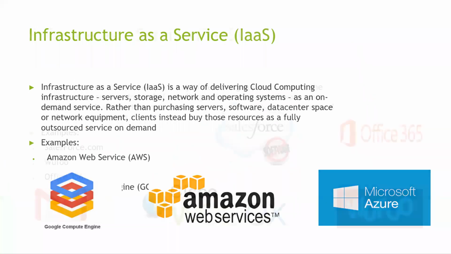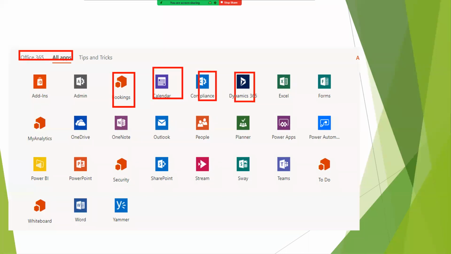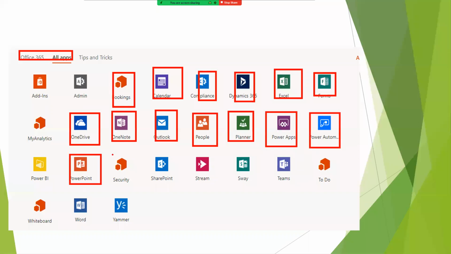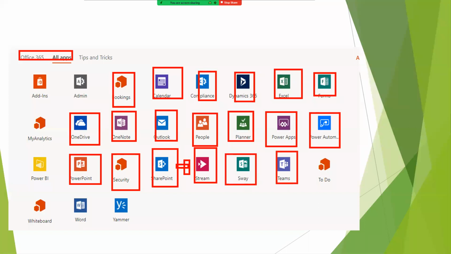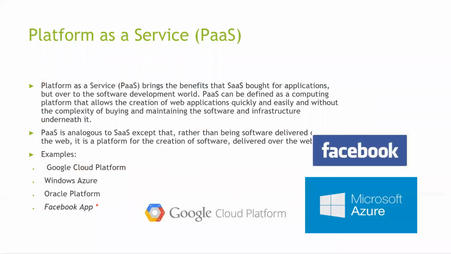Next. So these are the components of Office 365. Here we have Bookings, Calendar, Compliance, Excel, Forms, OneDrive, OneNote, Outlook, People, Planner, Power Apps, Power Automate, PowerPoint, Security, SharePoint, Stream, Sway, Teams, MS Teams, To Do, Yammer, Word. These all come under Office 365. Right?